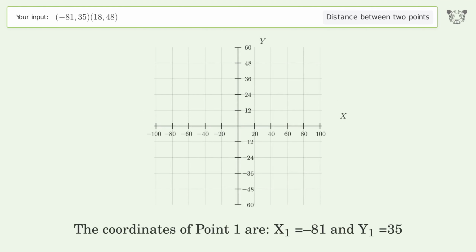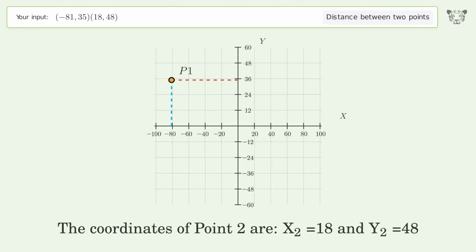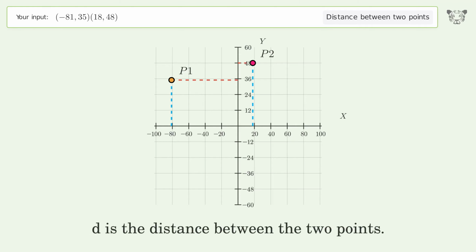The coordinates of point 1 are, x1 equals -81 and y1 equals 35. The coordinates of point 2 are, x2 equals 18 and y2 equals 48. D is the distance between the 2 points.